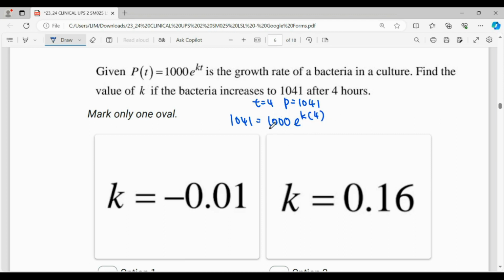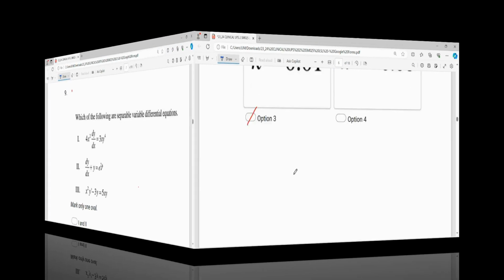So to find this, we divide by 1000, and it becomes 1.041 equals e^(4k). So we move back the exponential, it will become ln 1.041 equals 4k. So k will be 1 over 4 ln of 1.041. So by using your calculator, it will give you 0.01. So this is our answer.